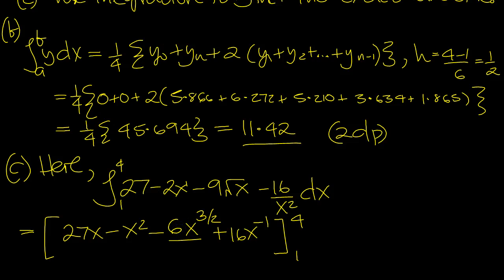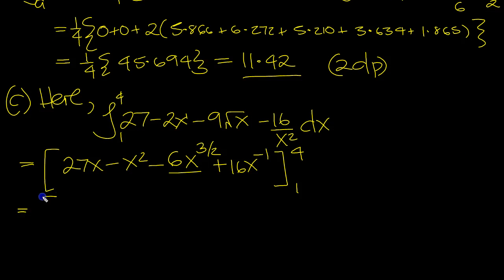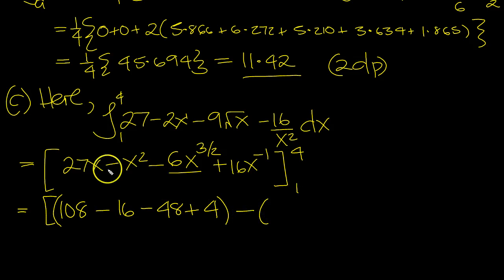So we just worked that out. So that's equal to then, put the 4 value in. 27 4's. There's 108. Tap it in the calculator if you need to. 4 squared is 16. Minus 4 to the 3 over 2. 4 to the half is 2, and 2 cubed is 8. 6 8s are 48. Plus 16 over x, 16 over 4 is 4. That's the top value then. Take away the bottom, put 1 in. 27 times 1 is 27. Minus 1 squared is 1. Minus 6 times 1. Plus 16 over 1. There we go. Is 16.